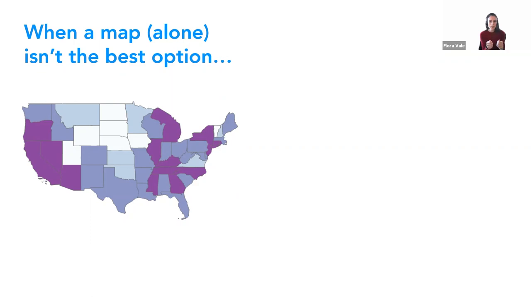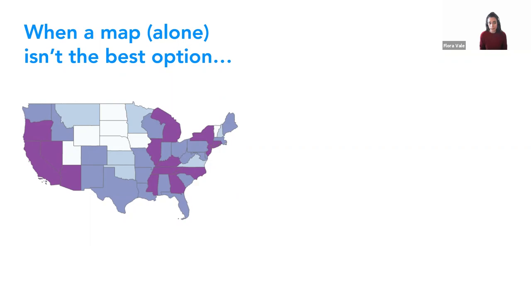And because of their vast range in shape and size and population densities, a state map alone isn't the best way to visualize this data. So on this map, some of the smaller states are very hard to see. And just by looking at the map, can you tell which state has the highest value?